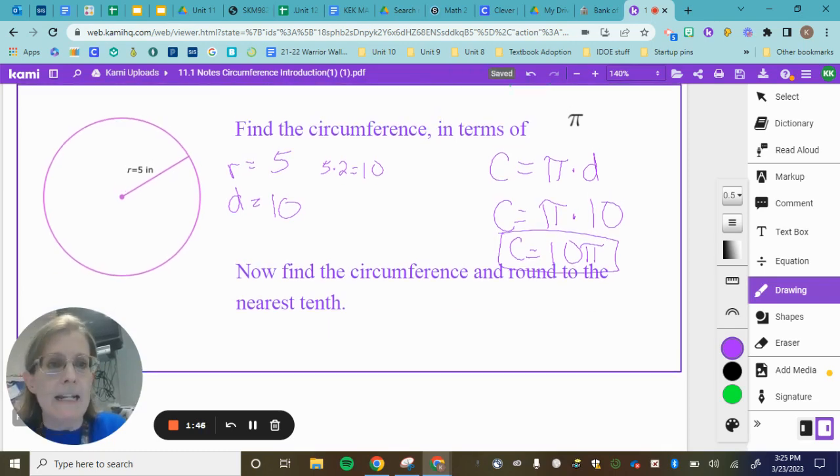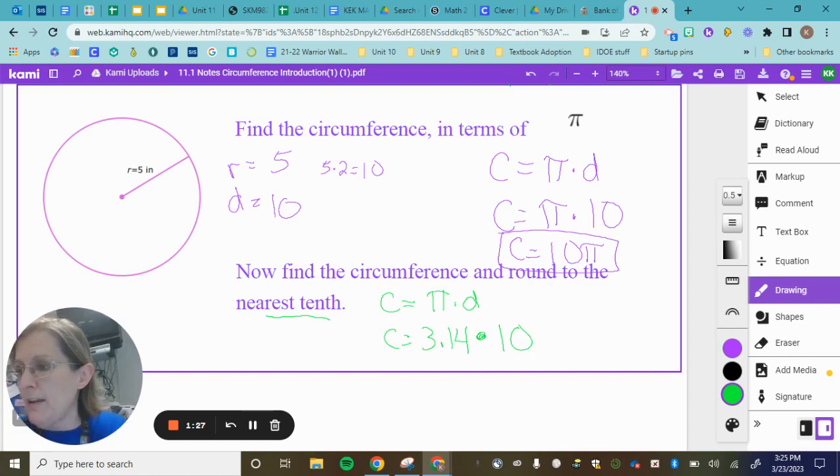But if it says find the circumference, but round to the nearest tenth, that would mean use 3.14. So this time the circumference is still pi times D, but it's going to be 3.14 for pi times the diameter, which we found up at the top was 10. So 3.14 times 10, we will get 31.4 inches.